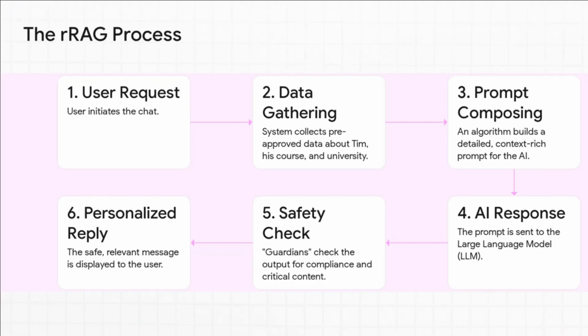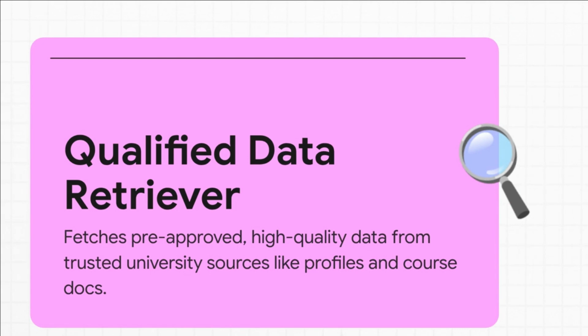Okay, from the moment Tim clicks that link to the reply he sees on his screen, the system goes through this strict 6-step process, and it happens in a flash. It starts by gathering only that trusted data we talked about, uses it to build a super specific, safe instruction for the AI, and then, and this is crucial, it double-checks the AI's response before Tim ever sees it. The whole thing is run by 3 main components.